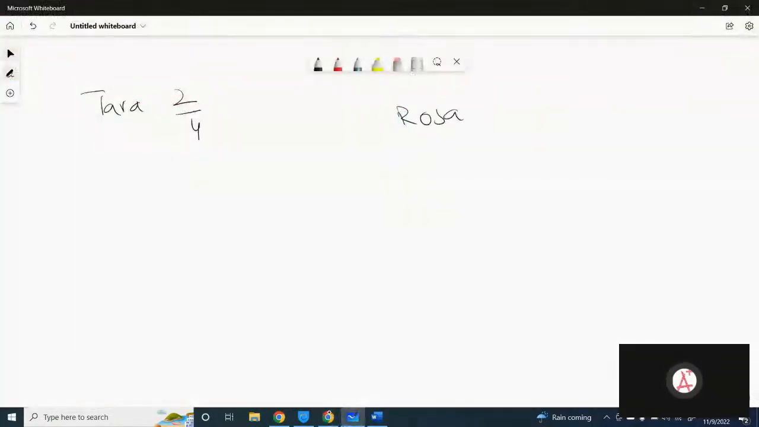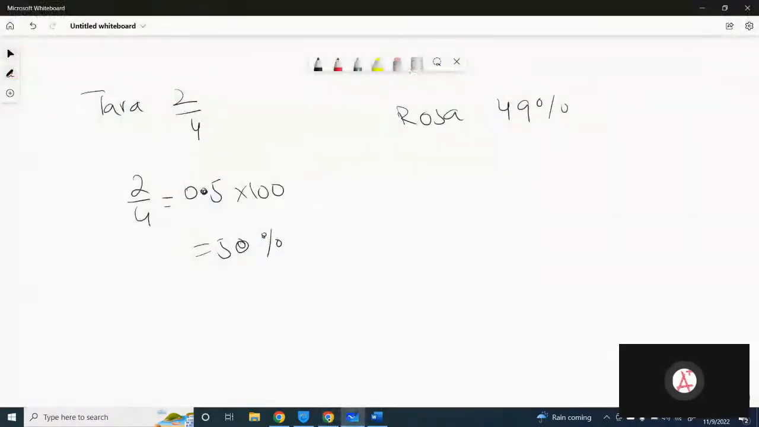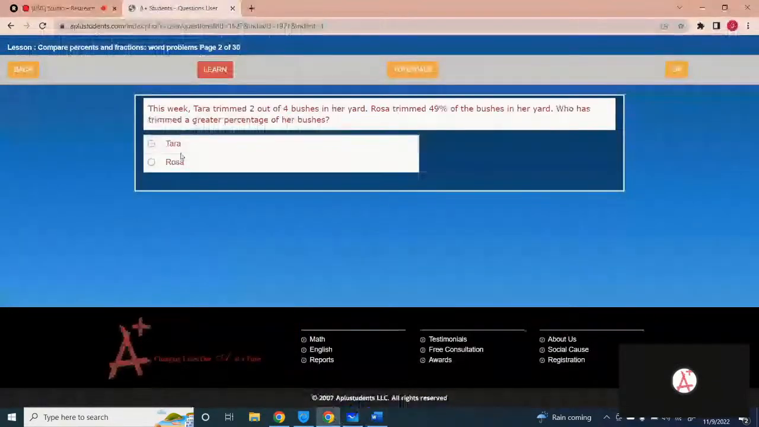So convert 2 by 4 to the percentage form. When you divide 2 by 4, it would be 0.5, and just multiply it by 100, it would be 50%. So the question is, who has trimmed a greater percentage? Tara trimmed the greater percentage. Got it? So just select the correct option and then click on the OK button.